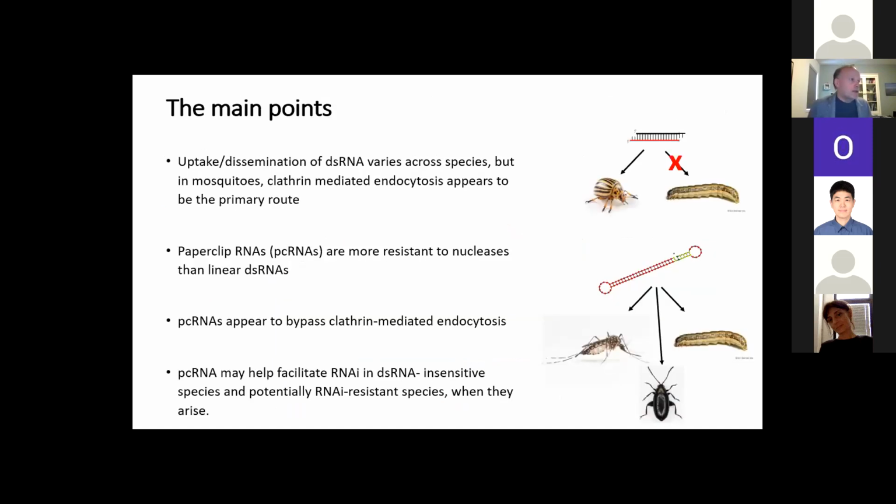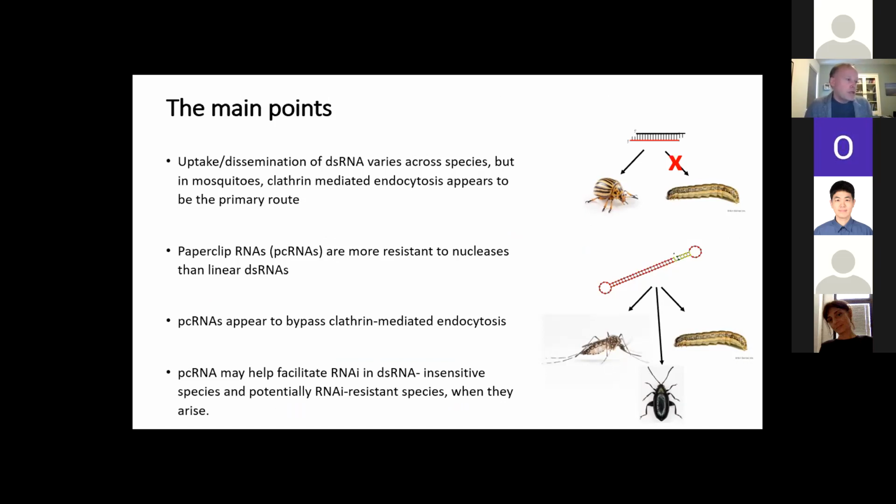And finally, I just want to summarize by pointing out that we recognize that uptake may vary, or there may be differences in uptake in different insects. And what we've at least found is that there's a paperclip molecule that, one, is resistant to nucleases, and two, it seems to enter the cells differently than conventional double-stranded RNAs.